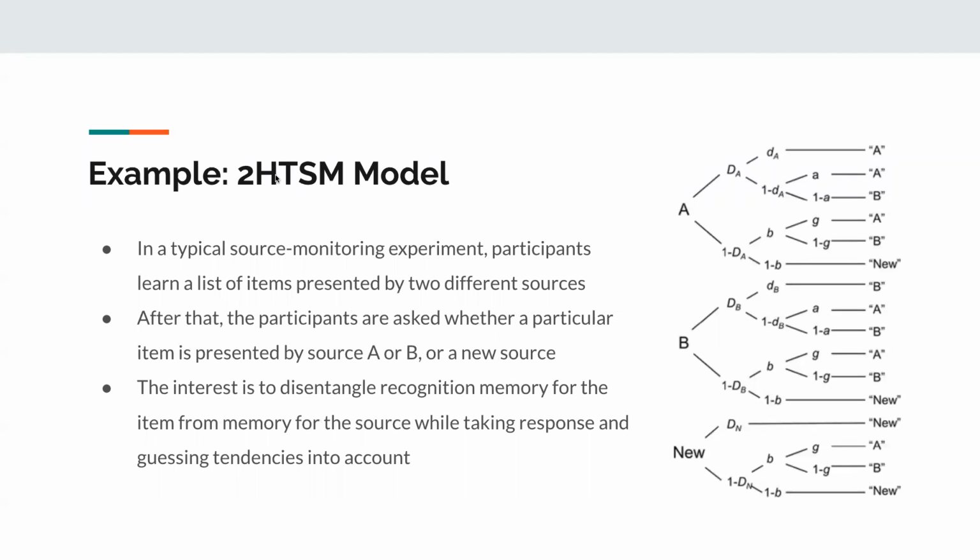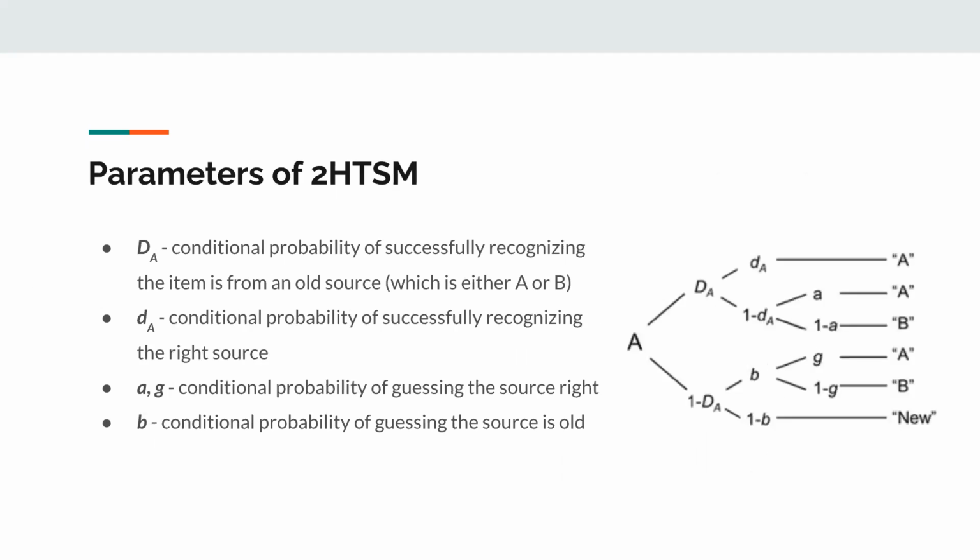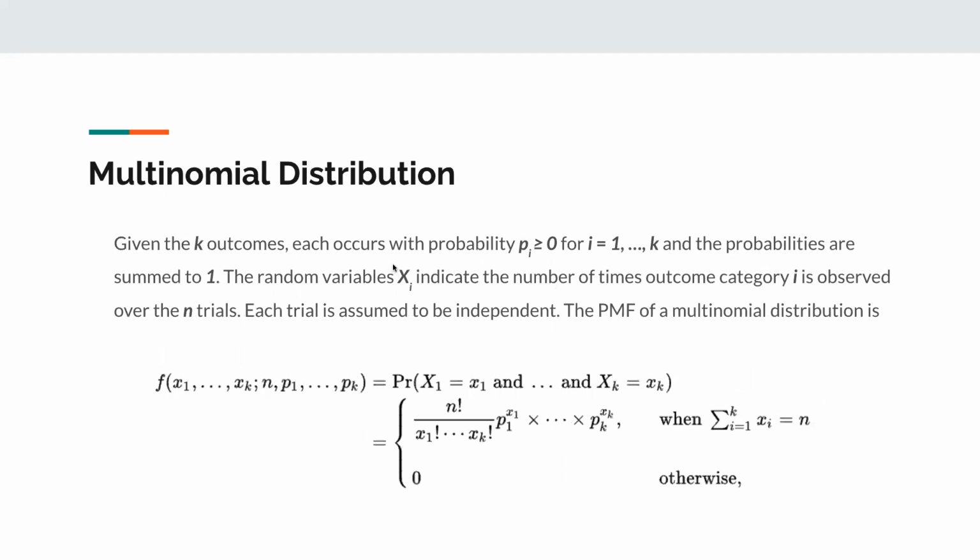So our example, the two high threshold source monitoring model, can be regarded as a more complex binary tree. In a typical source monitoring experiment, participants learn a list of items presented by two different sources. And after that, the participants are asked whether a particular item is presented by source A or B or new source. If we just look at tree A, then its parameters are listed above.